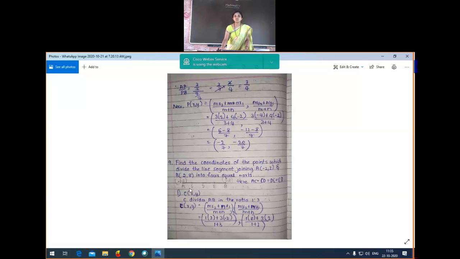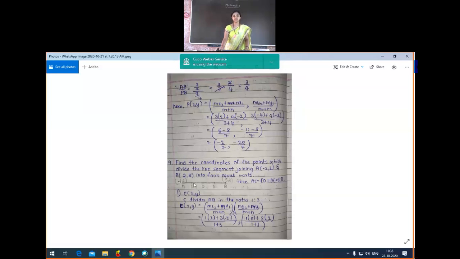First we have to find out the C point, C of x, y. C divides AB in the ratio 1 is to 3. C divides the total line segment AB in the ratio 1 is to 3. Who told that it is 1 is to 3 ratio? Because this line segment is divided into 4 equal parts, in the sense we can observe this is one part, and this one is 1, 1, 1. Total 3 parts, so we can take this as 1 is to 3 ratio. C divides AB in the ratio 1 is to 3.